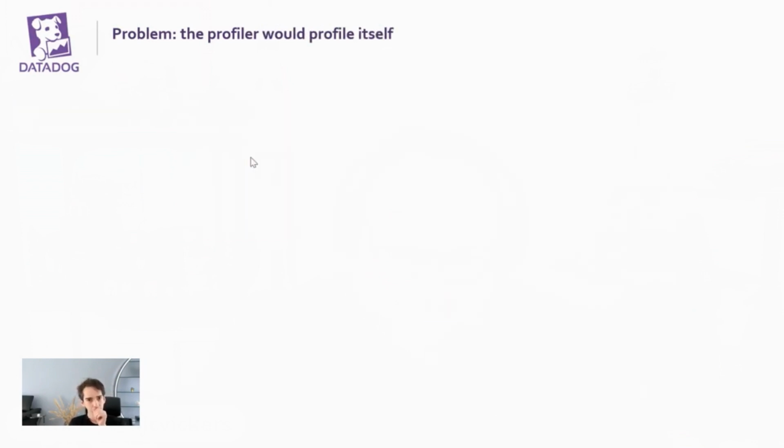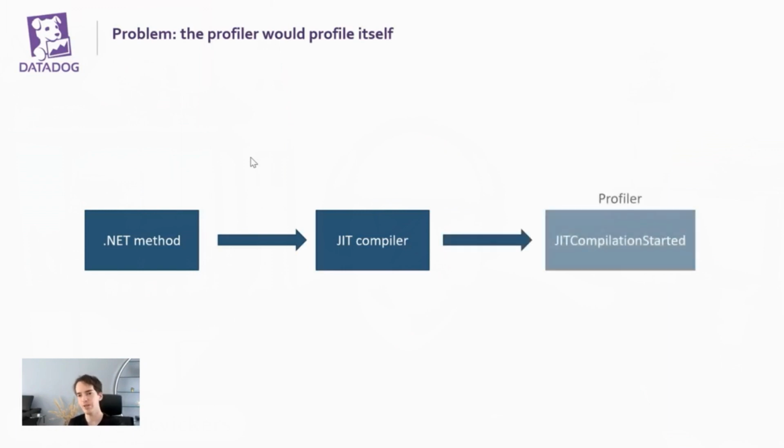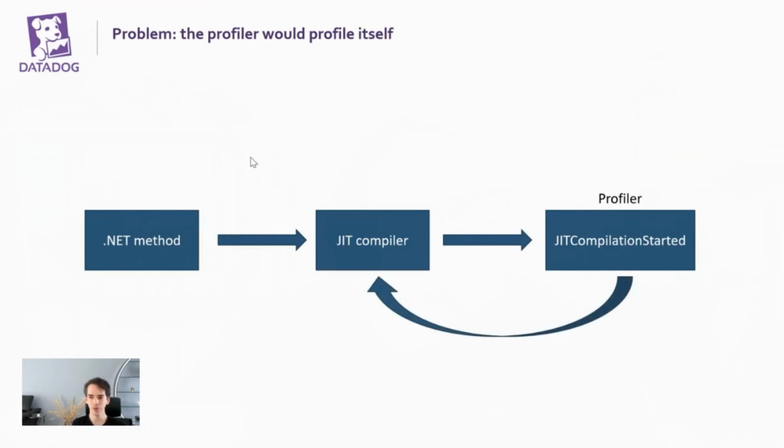Another one is that the profiler would end up profiling itself if it were written in .NET. So basically, let's say that in the profiled application, you execute a .NET method. The first time it's called is going to trigger the JIT compiler. And when the JIT compiler compiles a method, it raises an event on the profiling API, which is JIT compilation started. But since the event handler is in the profiler and the profiler is written in .NET, the first time it's going to be executed, it's going to call the JIT compiler to compile it.